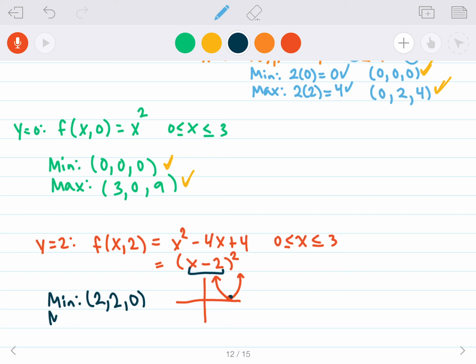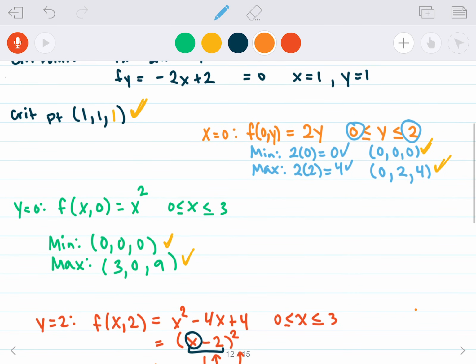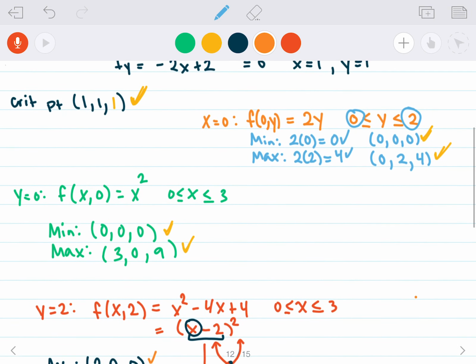Now the maximum is going to occur when x is 0. We're going to have 0, 2, and if I plug in 0 for x, I get 0 minus 2 squared. Negative 2 squared is 4. So that's going to be my maximum there. So these guys are also possible absolute maxes and mins. So far we have 2, 4, 6, 7 of them.